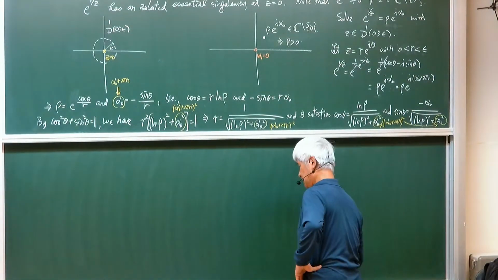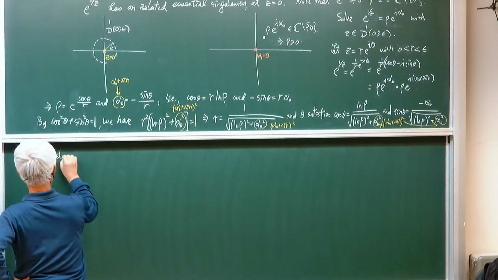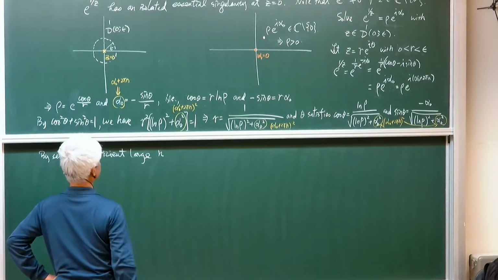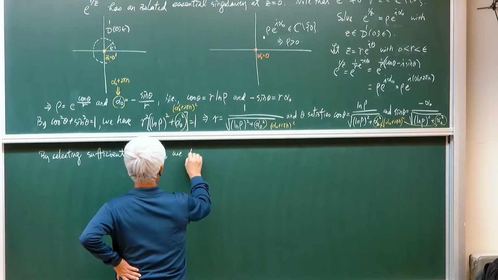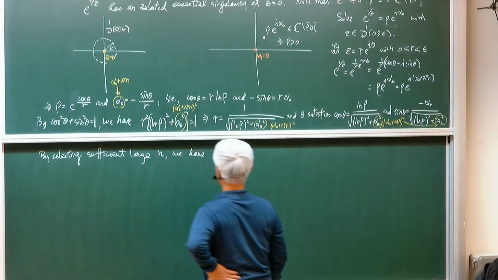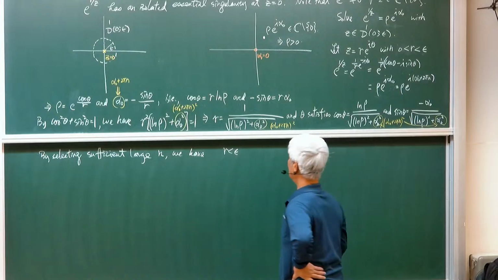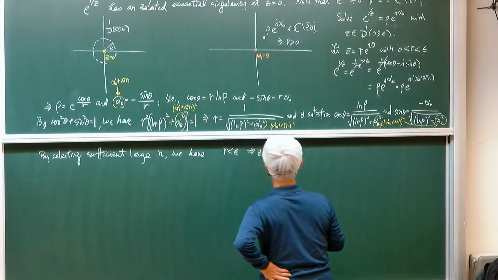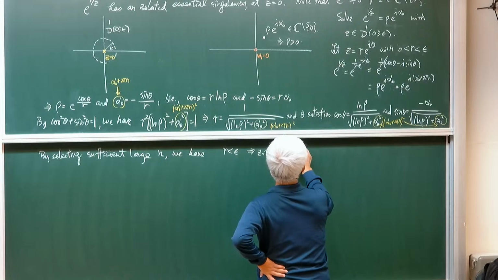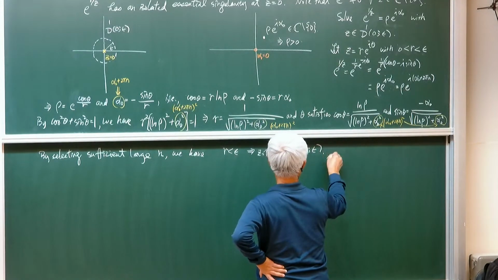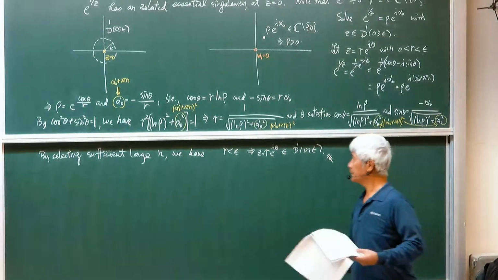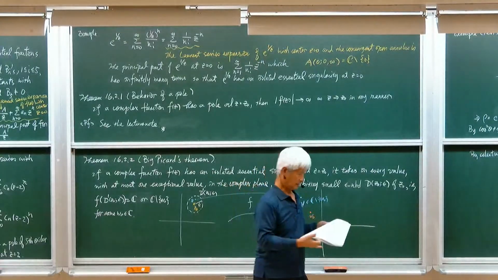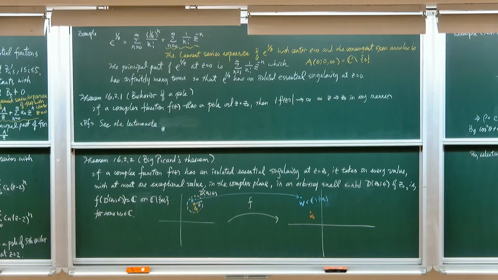So by selecting sufficiently large n, we have less than epsilon. And this implies that I theta will be in the range. So this example illustrates the big Picard theorem. Any questions?